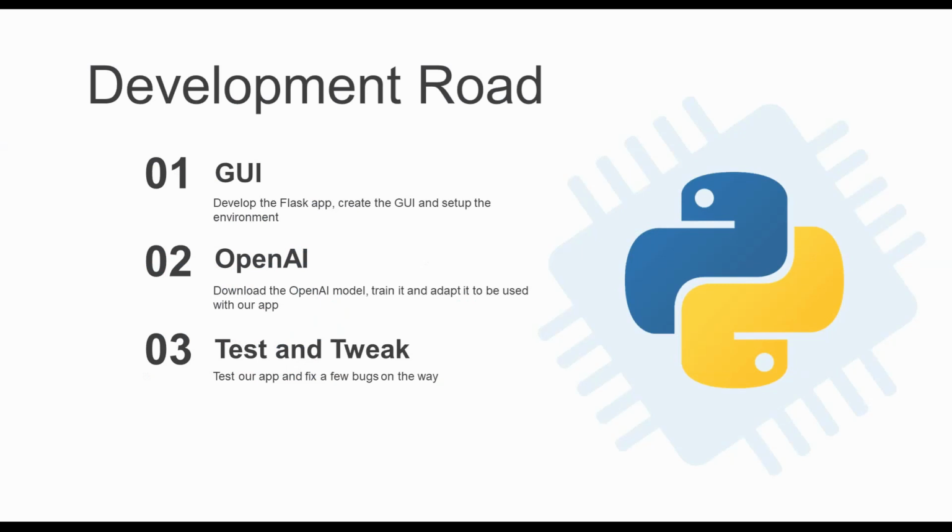So this is how our development road is going to look like. First, we are going to create the GUI. We are going to create our Flask application, set up our templates, our index.html file that you have just seen, and basically set up the application, how it should work and where it's going to pull its data from. Then we're going to download OpenAI, train the model, we're going to feed it some text, and we're going to configure the code so it fits in our application so that we can actually run it in our browser here. After that, we're going to test it, fix a few bugs and tweak it and see how we could improve it further. So let's get started.